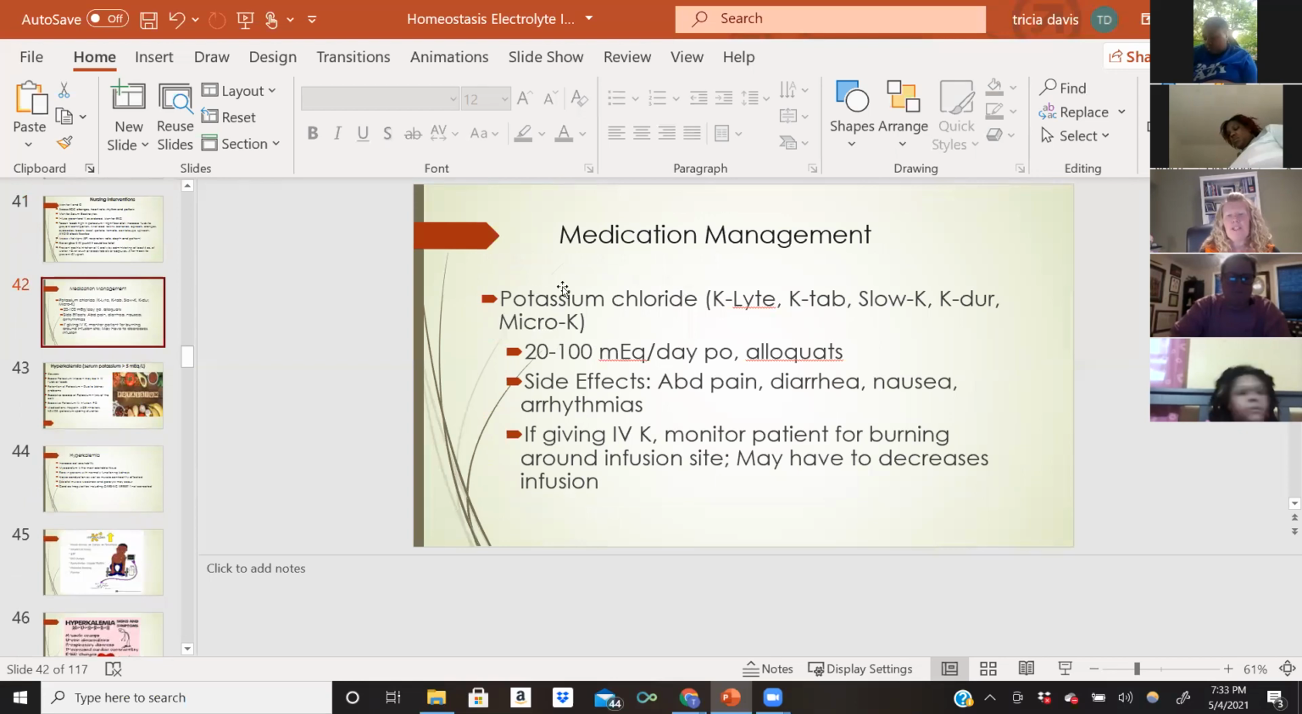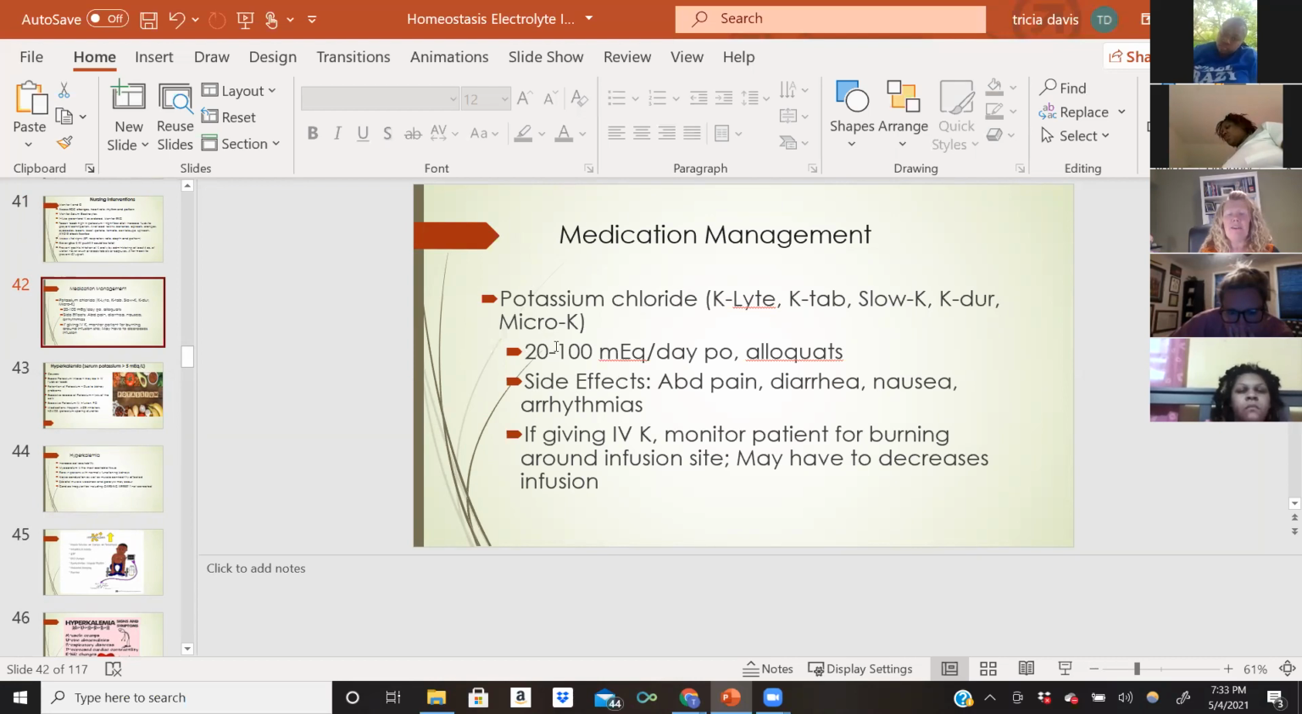So medication management, what would we give? Well, we would give potassium chloride. It's called different things in the hospital: K-Lite, K-Tab, Slow K, K-Dur, Micro K. Every hospital has their own type of medication they like to use. We replace with 20 to 100 milliequivalents per day, PO usually, or we give aliquots.